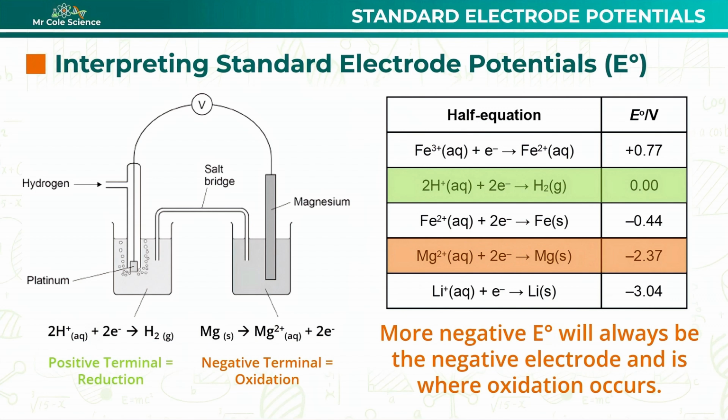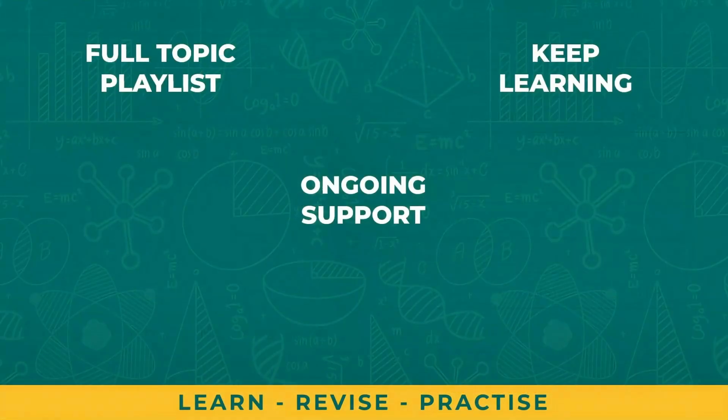So in this video, we've seen how standard electrode potentials are measured and what they tell us about redox behavior within an electrochemical cell. For your exam, you'll need to be able to interpret standard electrode potentials and describe how the standard hydrogen electrode is used to measure them, as well as the importance of standard conditions. Stay tuned for the next video, as we're going to be looking at what the EMF of a cell is and how to use standard electrode potentials to calculate it.